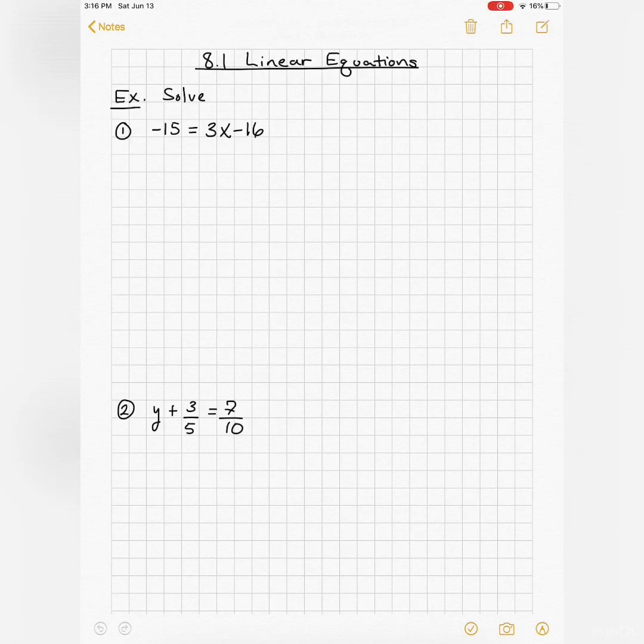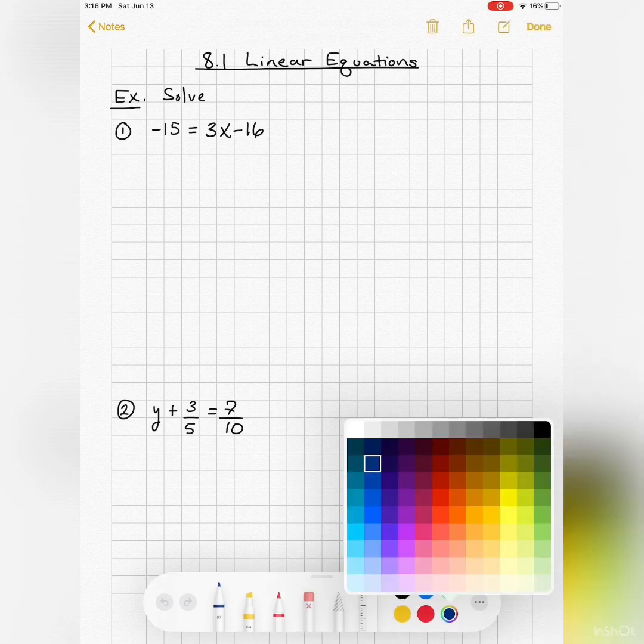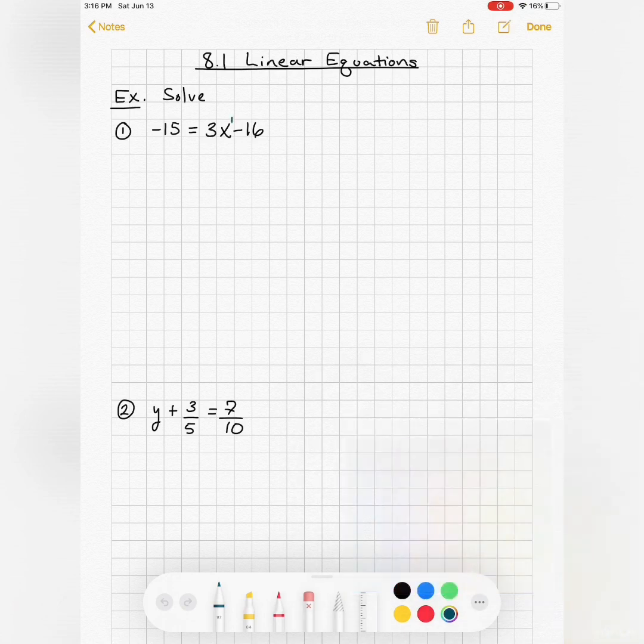All right, so changing gears a little bit, 8.1 is looking at linear equations. So linear equation means I'm actually working with the equation of a line. You see how my x here has only a power of 1? So that tells me I'm working with a linear equation.